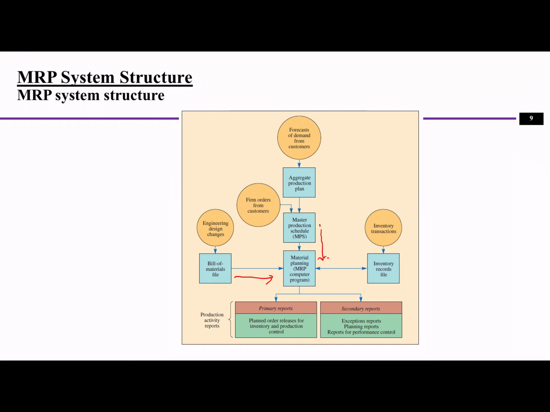Okay. Also, another piece of information we need to know is the inventory records file, because when we know that we need 1,000 TVs, we first want to look at the inventory level. Do we have already made TVs? Do we have some existing parts? And how many parts do we have? Then it will determine how many parts we still need from our suppliers. Right, so this is how the MRP works with other functions of the production company.